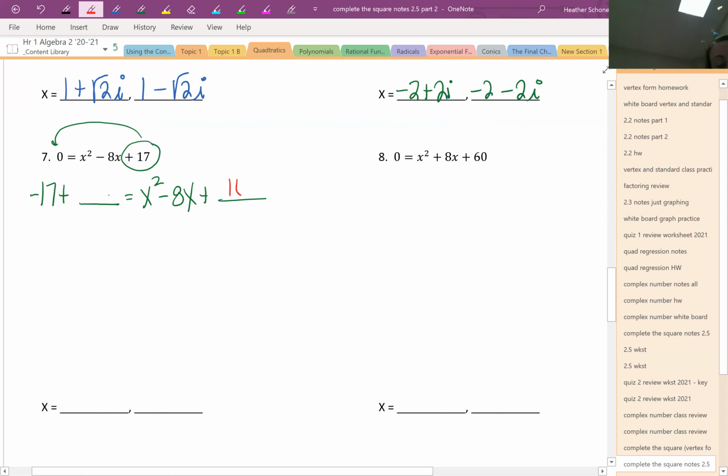So we're going to add 16 to both sides. So over here, I'm going to get -1, and then I'll factor that. Okay, then you're going to take the square root of both sides. But again, remember, if you take the square root of a negative number, you have to add the i. Number 8 is going to work just like the other ones, and that should give you enough to be able to work your way through it.